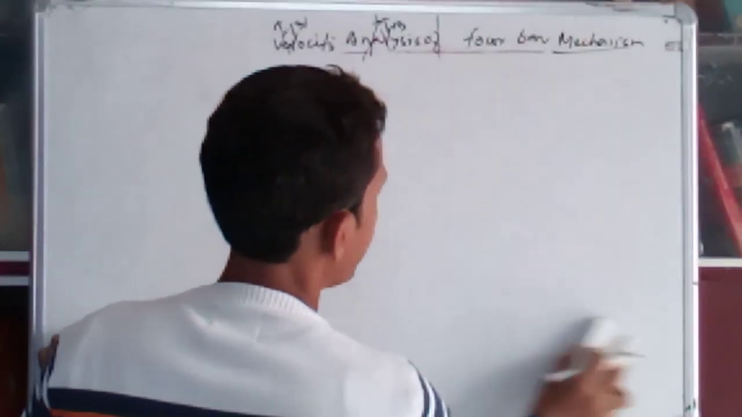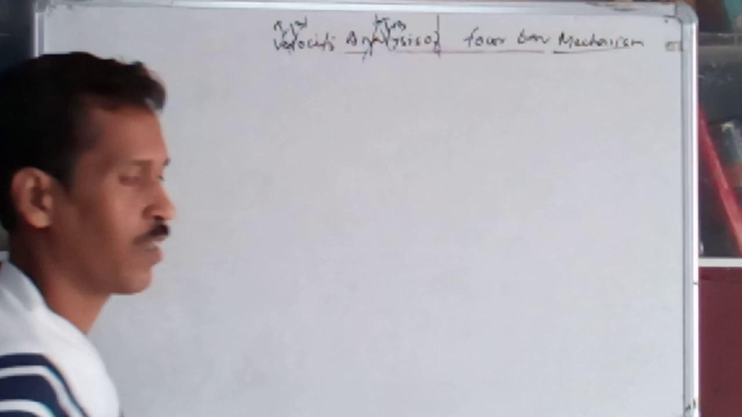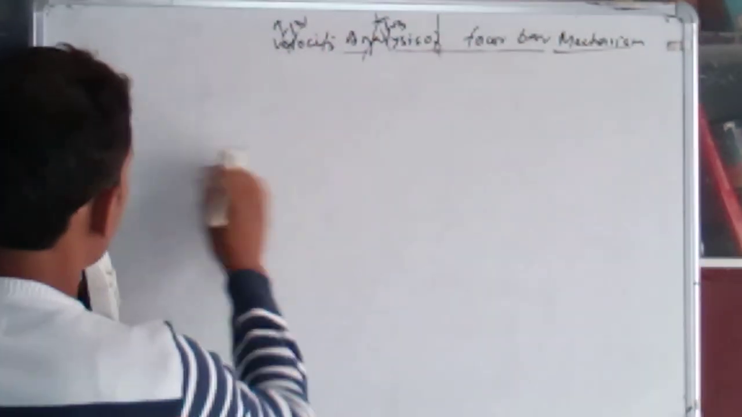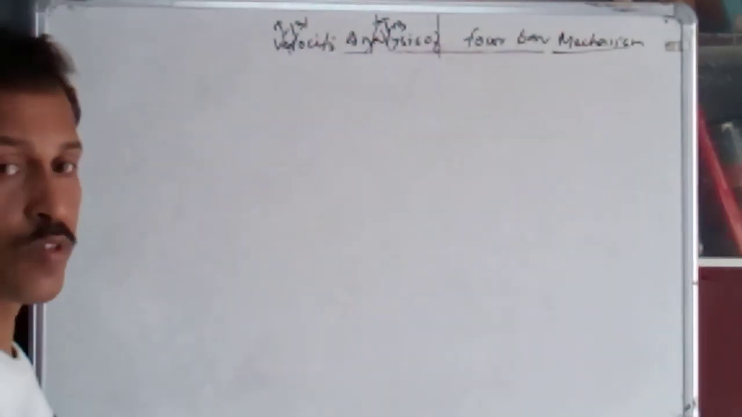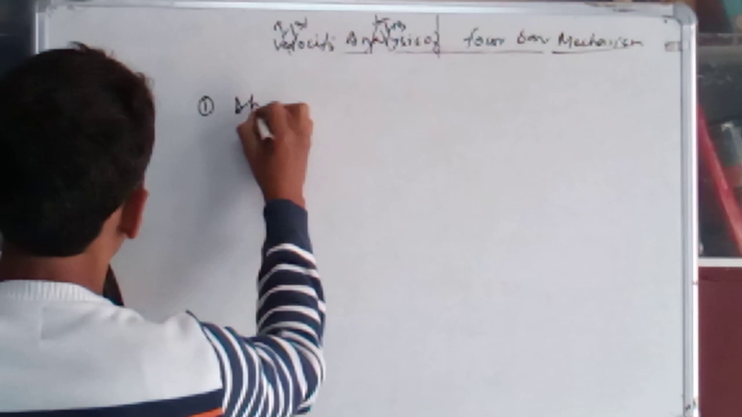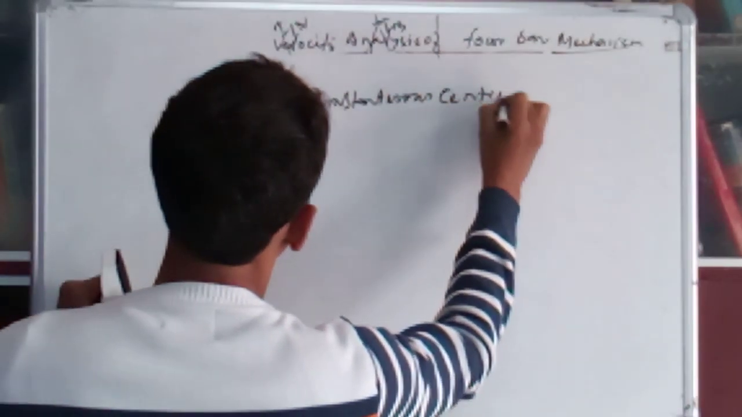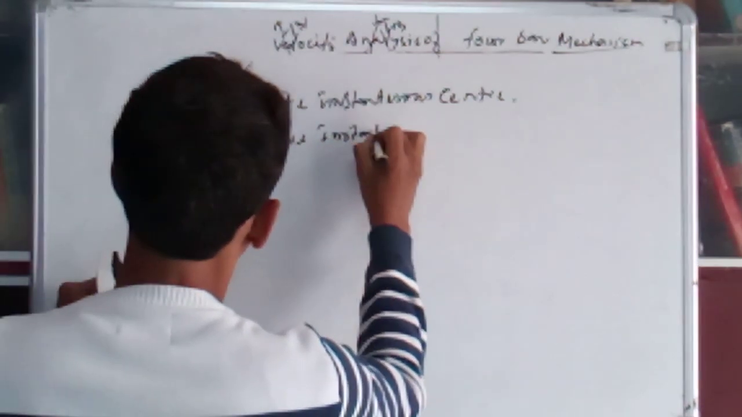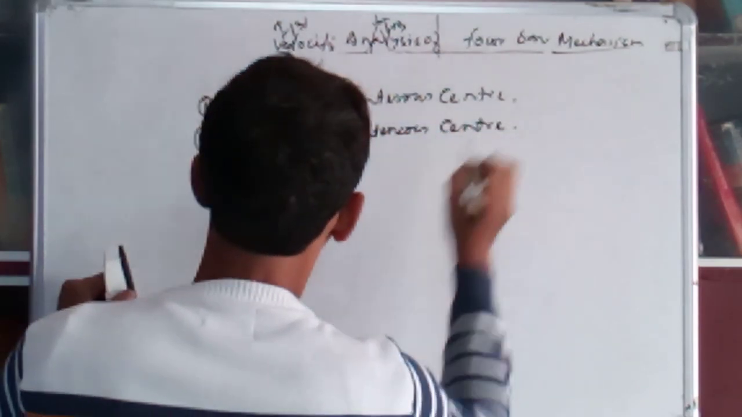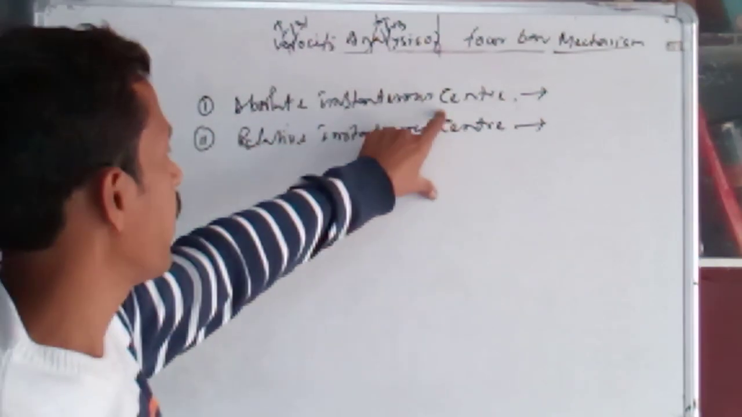Okay. Now for finding out the velocity of different links in a mechanism, there are two types of instantaneous center. One is absolute instantaneous center. Another is relative instantaneous center. Absolute instantaneous center and relative instantaneous center.